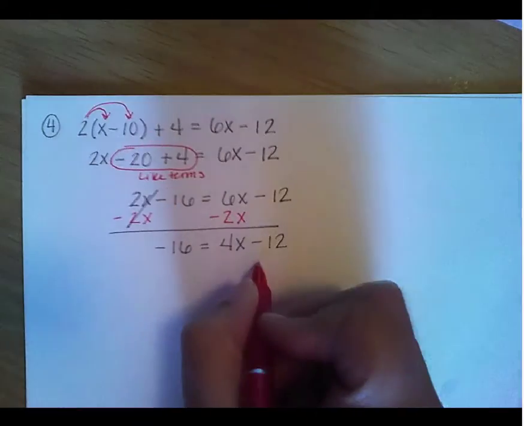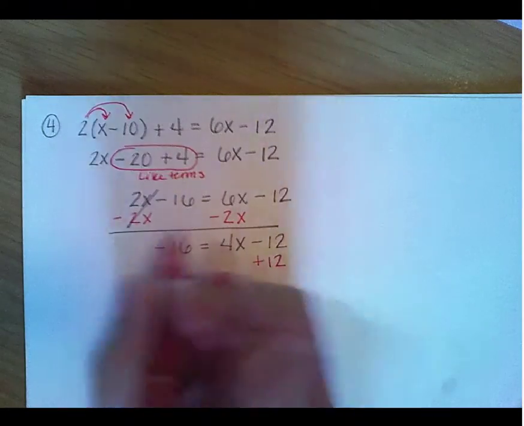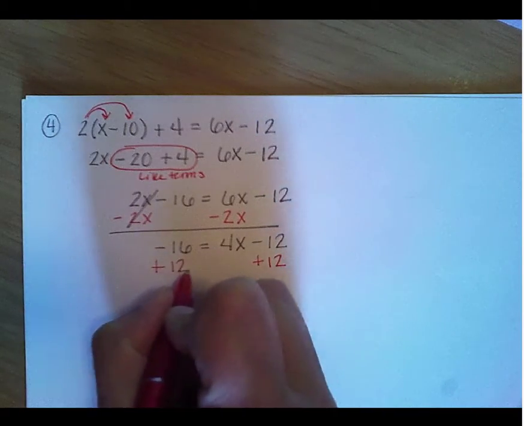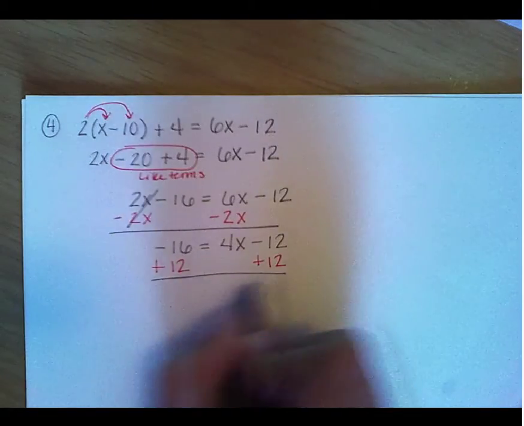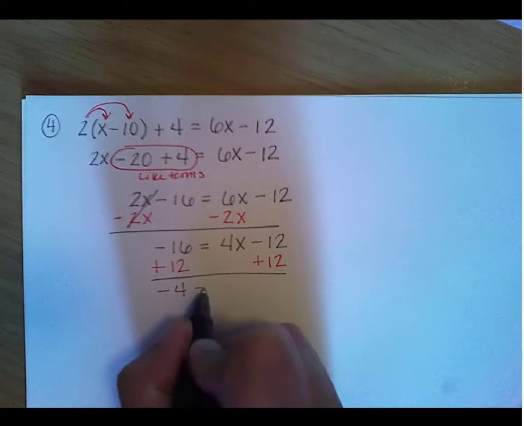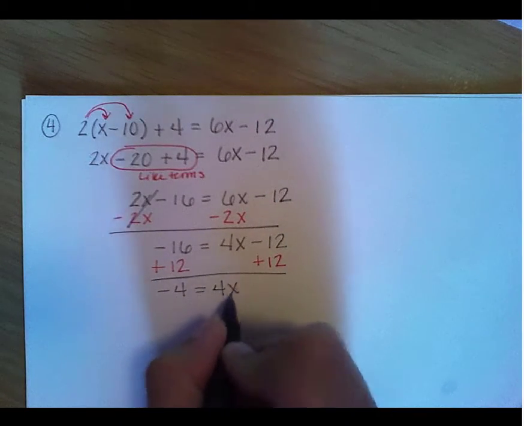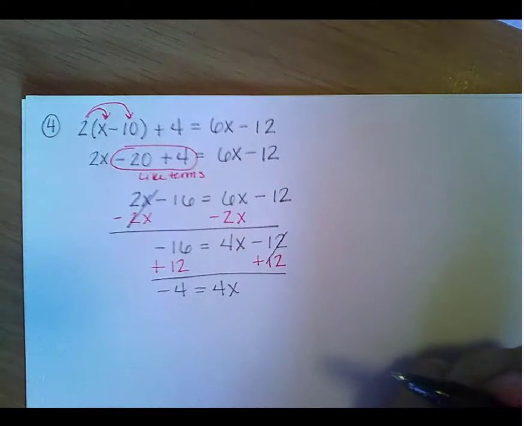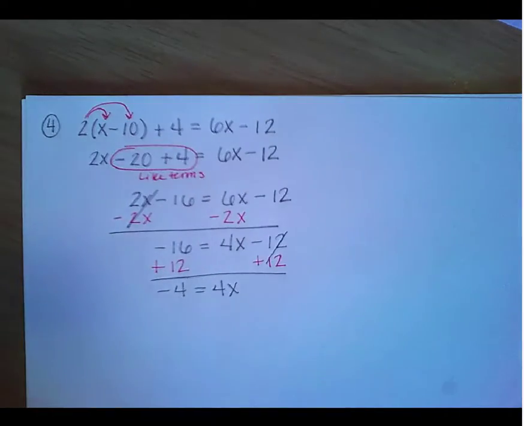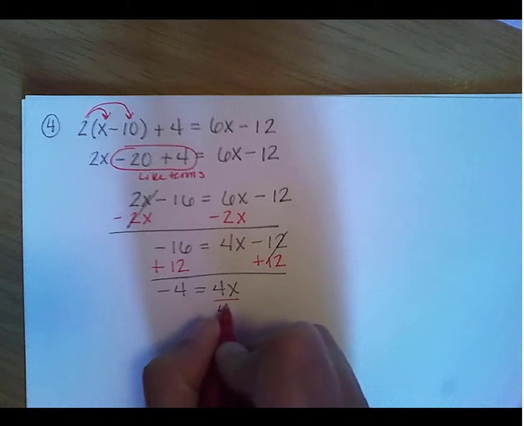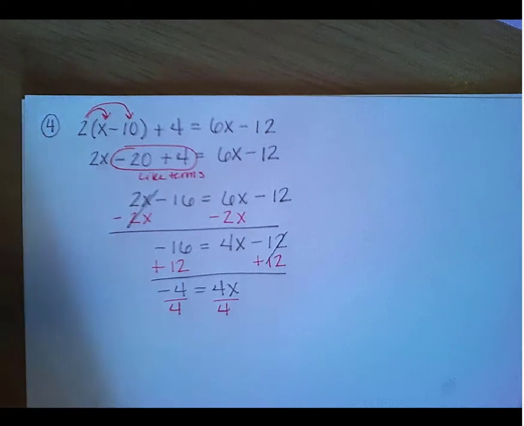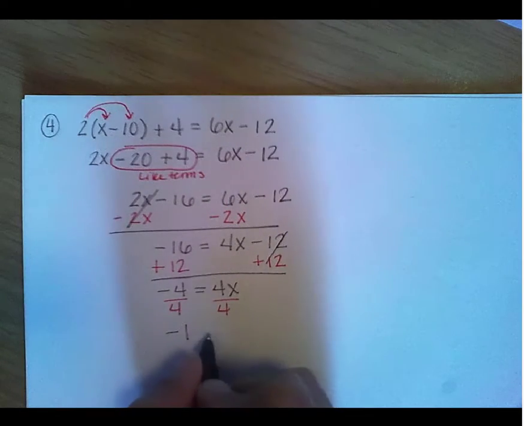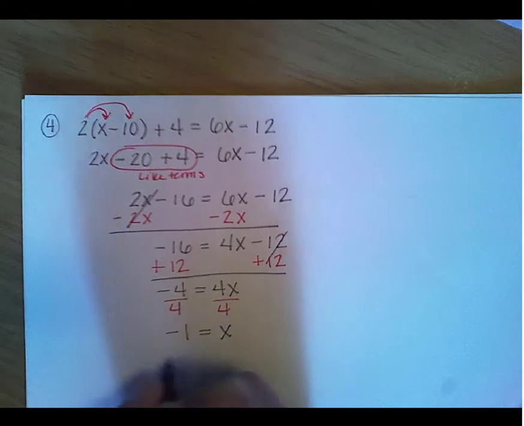Then we're going to add 12 to both sides. That is going to give us a negative 4 equal to 4x, and these 12's over here are going to cancel each other out. And we're down to our very last step, which is always to divide. So let's divide both sides by 4. And negative 4 divided by positive 4 would give us negative 1 equal to x. And this is our answer.